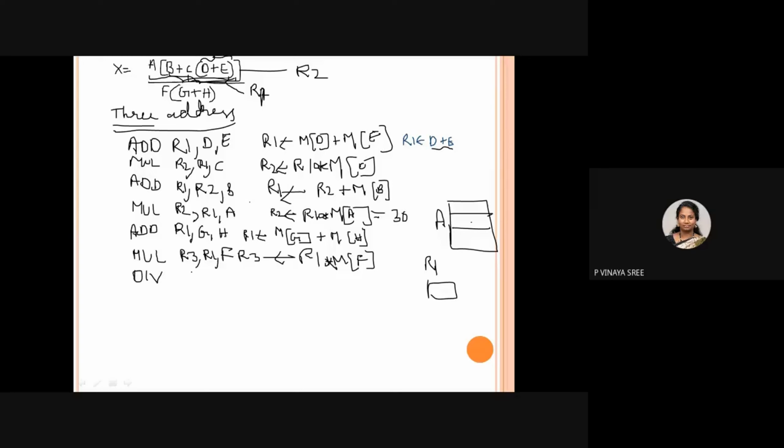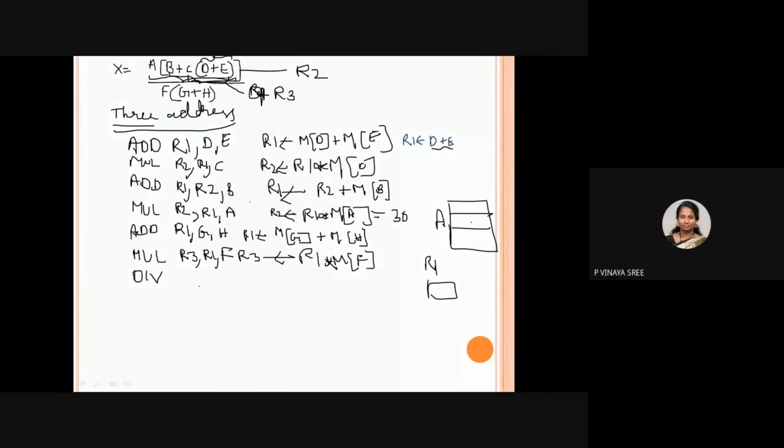Division. The above numerator is available in R2. The denominator is available in which register? R3. Yes. X comma R2 comma R3.